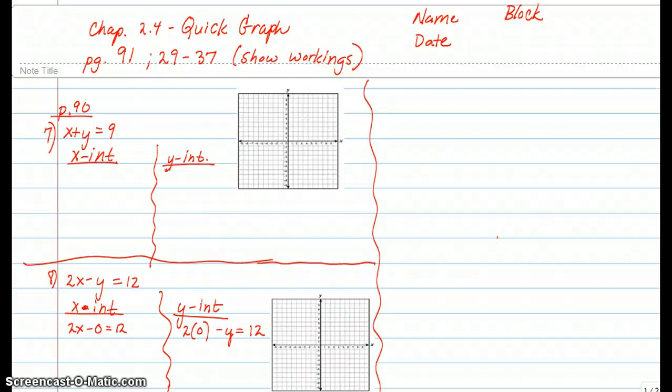These are quick graphs from chapter 2.4, x and y intercepts. The first quick graphs we worked with were slope-intercept form, but these are going to be in standard form.